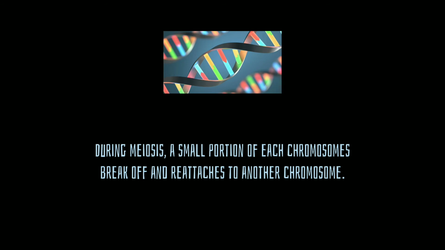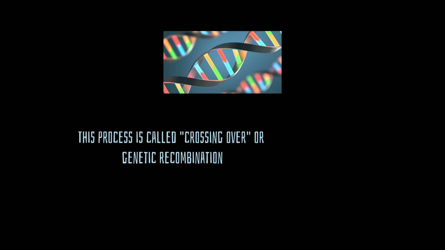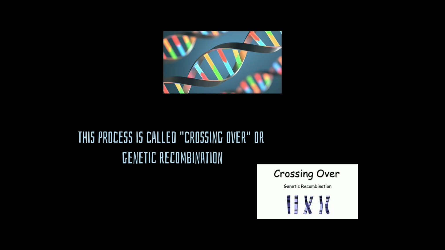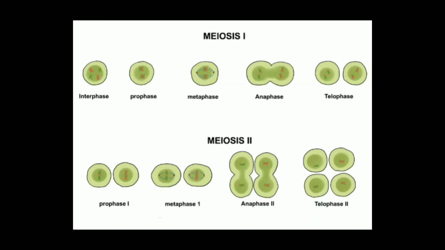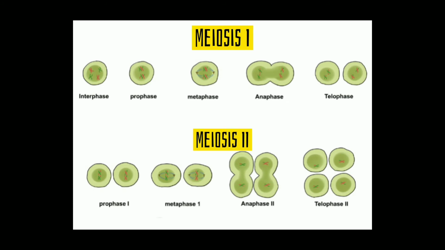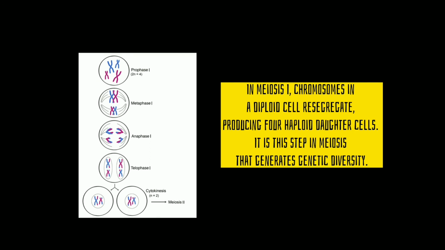During meiosis, a small portion of each chromosome breaks off and reattaches to another chromosome. This process is called crossing over, or genetic recombination. Meiosis has two stages, conveniently called meiosis I and meiosis II. In meiosis I, chromosomes in a diploid cell resegregate, producing haploid daughter cells. It is the steps in meiosis that generate genetic diversity.